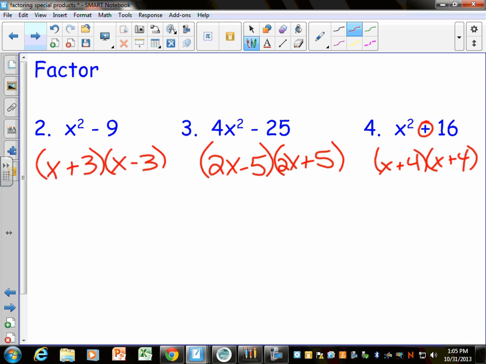Is that going to give me nothing in the middle? If I work that out, isn't that going to give me x squared plus 4x plus 4x plus 16? Do those cancel out? If I make them both minuses, that's just going to make minus 4x and minus 4x. Is that going to cancel out?